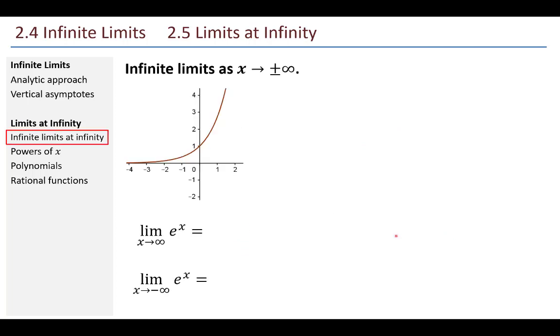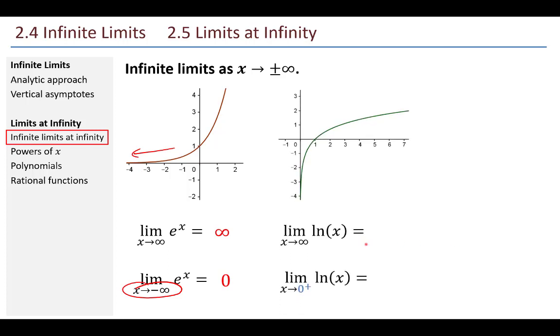Now, sometimes we can combine infinite limits and limits at infinity. This is a graph of e to the x. So as x goes to infinity, what happens? As x goes to infinity, y goes to infinity also. What if x goes to negative infinity? Then the limit of the function is 0 as x goes to negative infinity.